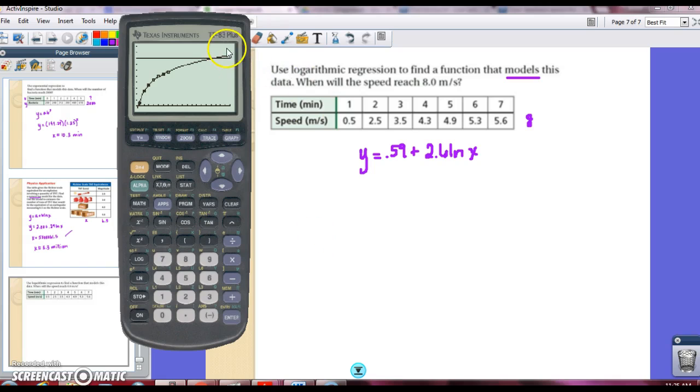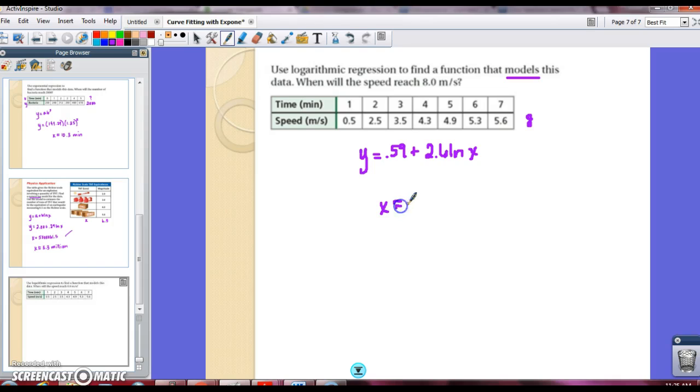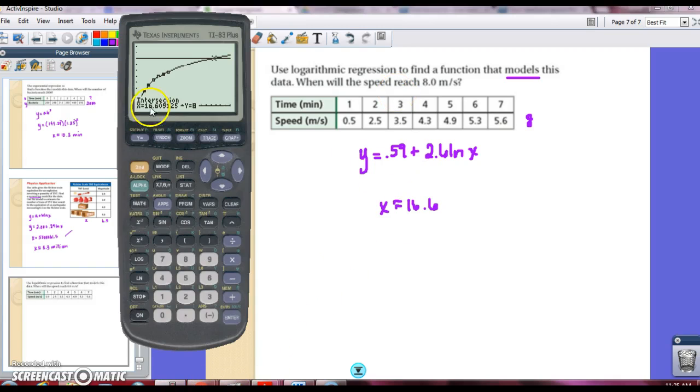And you see there they do cross, so you can go to second trace, option 5, press enter 3 times, and you'll get that point. When y is 8, x is about 16.6. So it's about 16.6 minutes for this speed to reach 8 meters per second. You can see it's written right there on the screen for you.